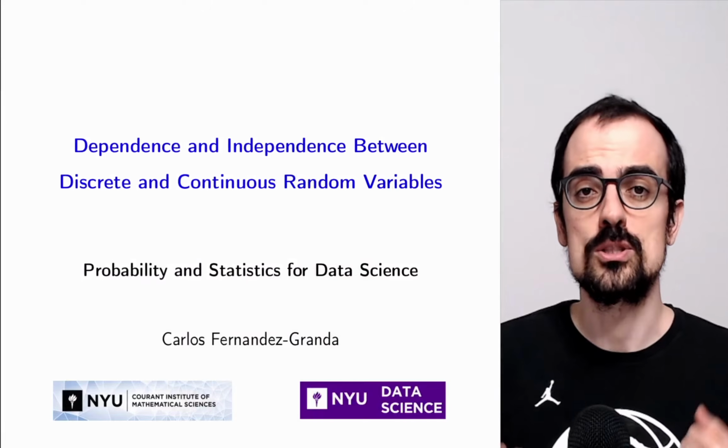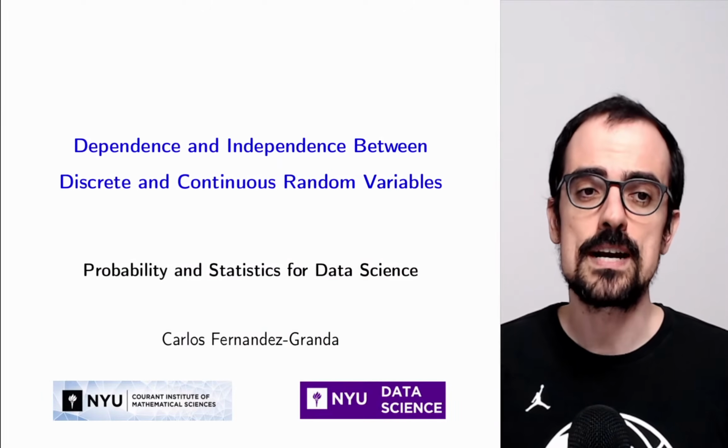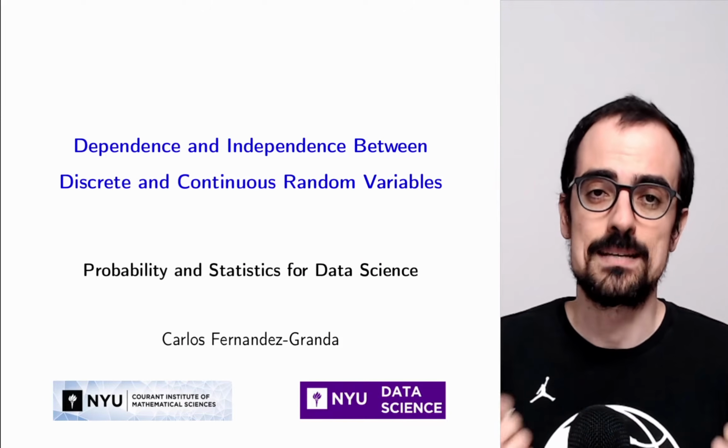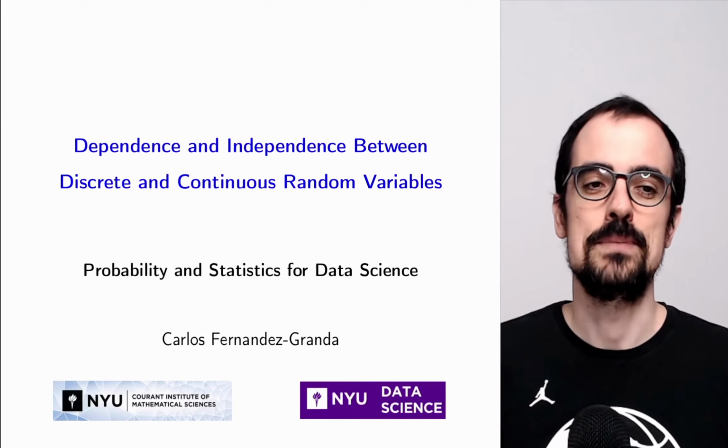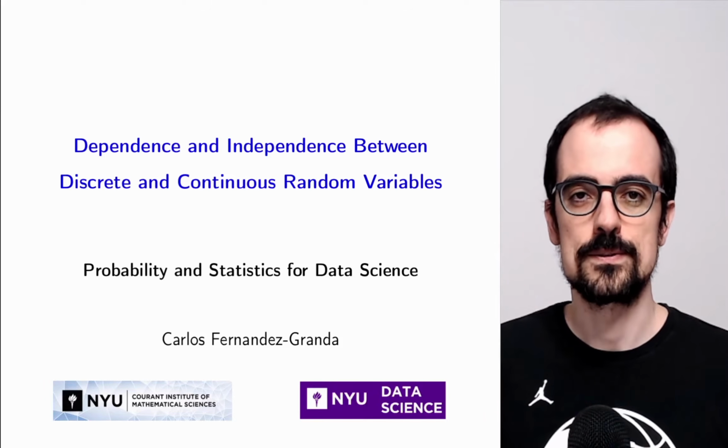Today we're going to discuss probabilistic models that contain continuous quantities and also discrete quantities. In particular, we're going to discuss how to model the dependence or independence between such quantities. Let's get to it. Those quantities are going to be represented as random variables, so we're going to study the dependence and independence between discrete and continuous random variables. Let's begin with an example.